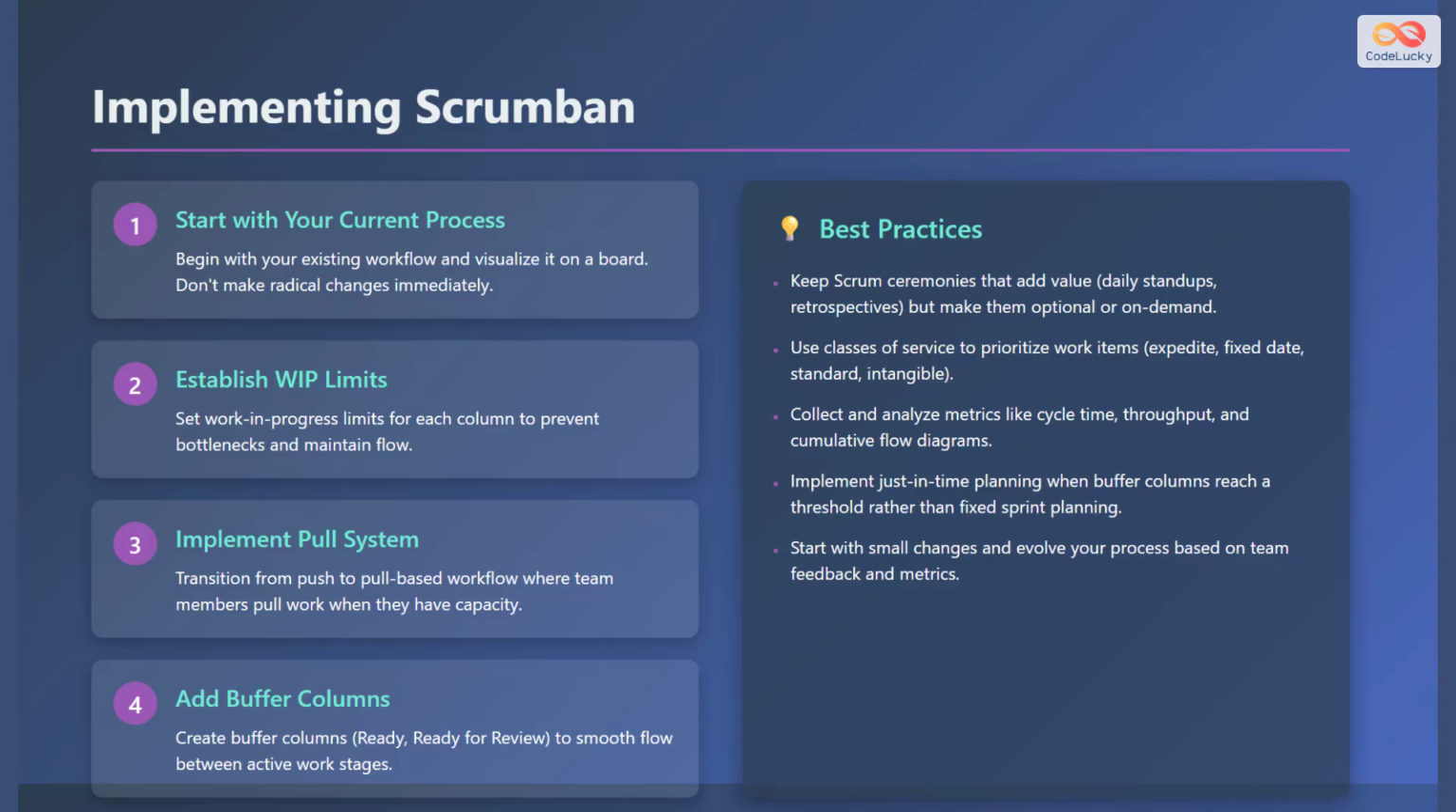Collect and analyze metrics like cycle time, throughput, and cumulative flow diagrams. Implement just-in-time planning when buffer columns reach a threshold, rather than fixed sprint planning. Start with small changes and evolve your process based on team feedback and metrics.